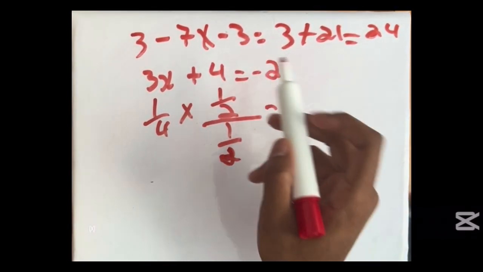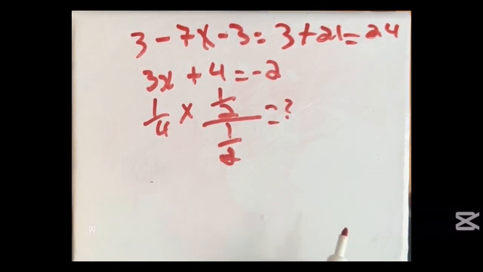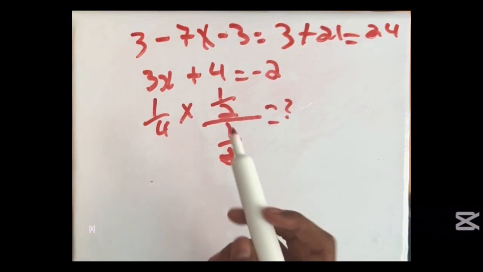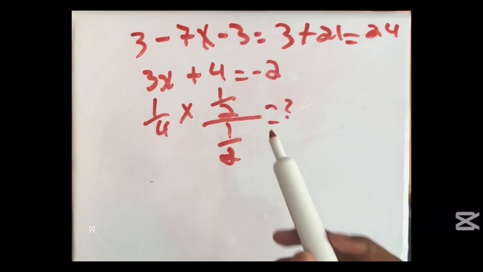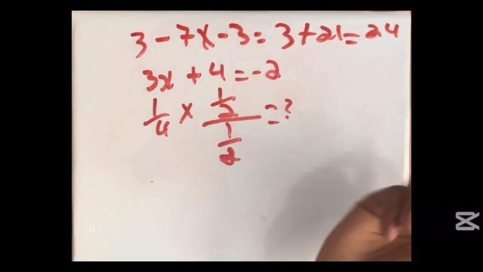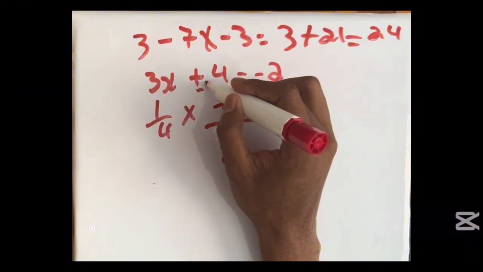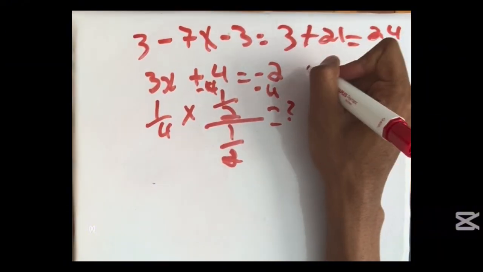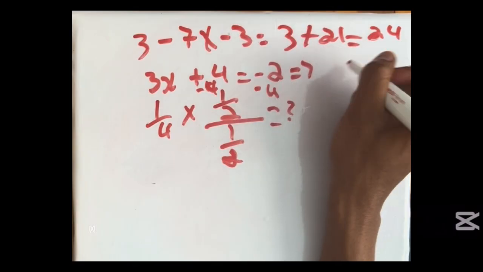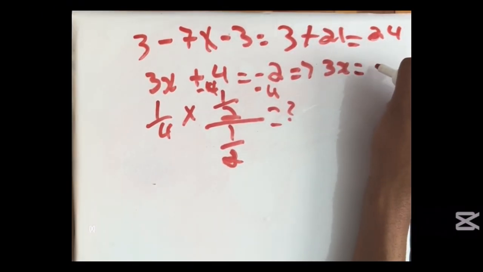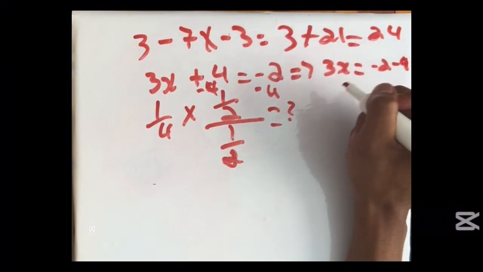Okay, now let's solve this equation. Remember what we said, we're always trying to isolate x. So in this case, to isolate x, we first need to subtract 4 from both sides. So now let's do this. -2 minus 4. It's going to become 3x equals -2 minus 4. Now this is getting tricky, right?